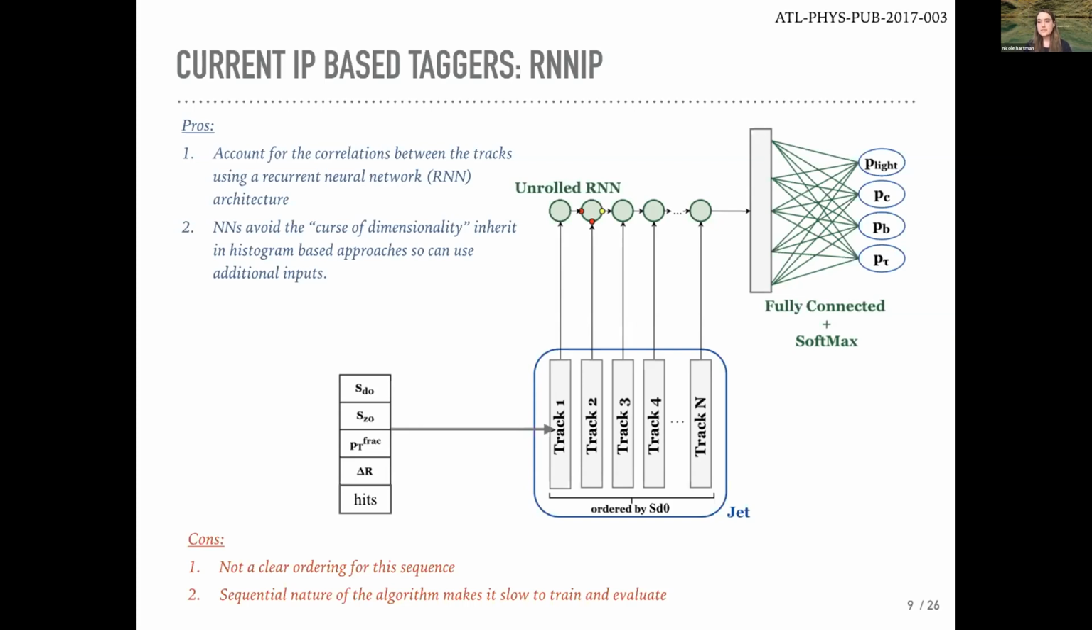So the reason why we're still looking for something new is, first off, with this sequence model of the jet, there really isn't a clear ordering for the sequence. As you can see in the graphic, the tracks with the currently adopted RNNIP are ordered by SD0, but this is an empirically driven ordering choice, not dictated by the problem. And also, for sequence-driven problems, this is going to scale based on the number of tracks in the jet, which makes both the training and evaluation time slower.